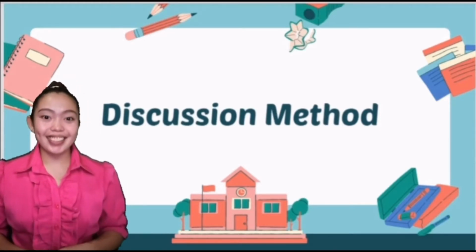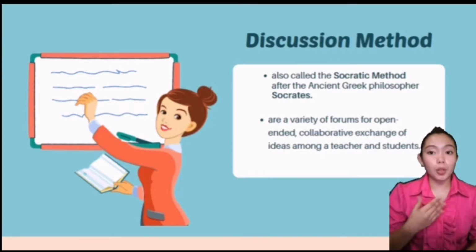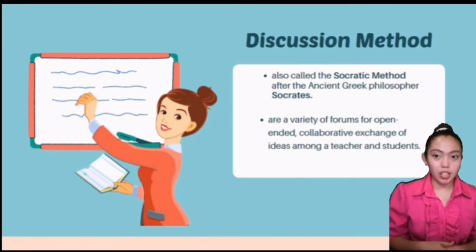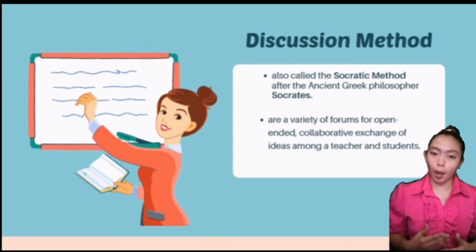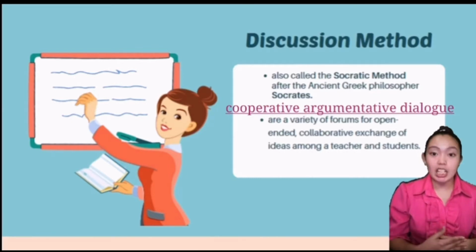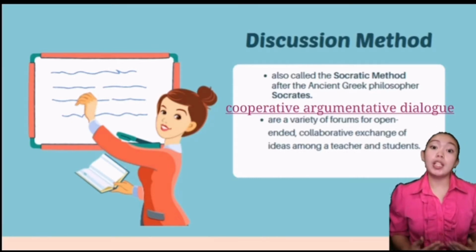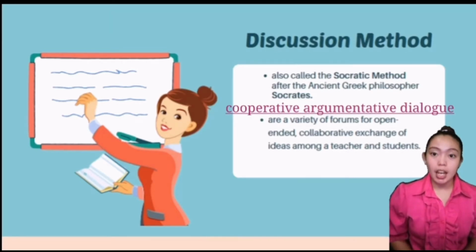So let's start. Discussion method is also called the Socratic method, after the ancient Greek philosopher Socrates. The Socratic method is a form of cooperative, argumentative dialogue between individuals based on asking and answering questions to stimulate critical thinking and to draw out ideas and underlying presuppositions.